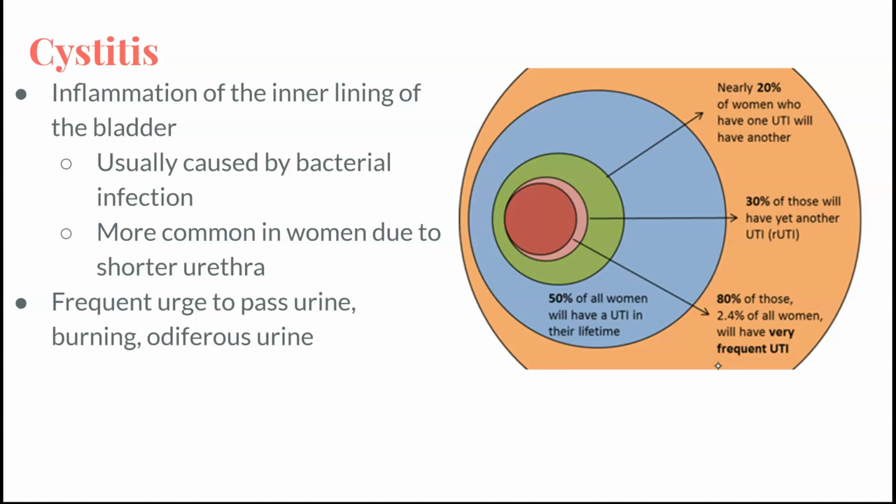Cystitis is also known as a UTI. This is commonly an inflammation of the bladder lining. Again, women may or may not have that frequency or burning sensation. Some women are more likely to have a UTI than others, depending on sexual habits and hygiene habits. And once you have one UTI, it's really common that you'll have another.